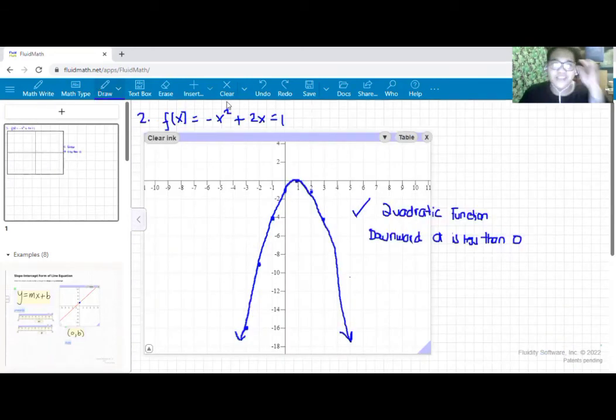So that will be all, everyone. Thank you for listening. We hope that you learned how to represent a quadratic function using an equation, table of values, and graphs. That will be all.